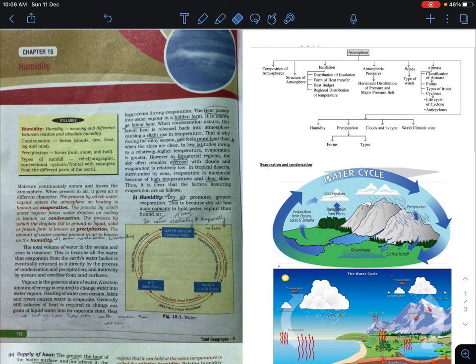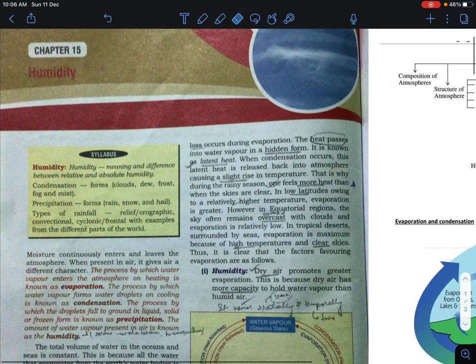In this video, we are covering chapter 15, humidity. This is a very interesting topic. We will go through humidity, and after that, we will understand the meaning of relative humidity and absolute humidity, and differentiate between the two.